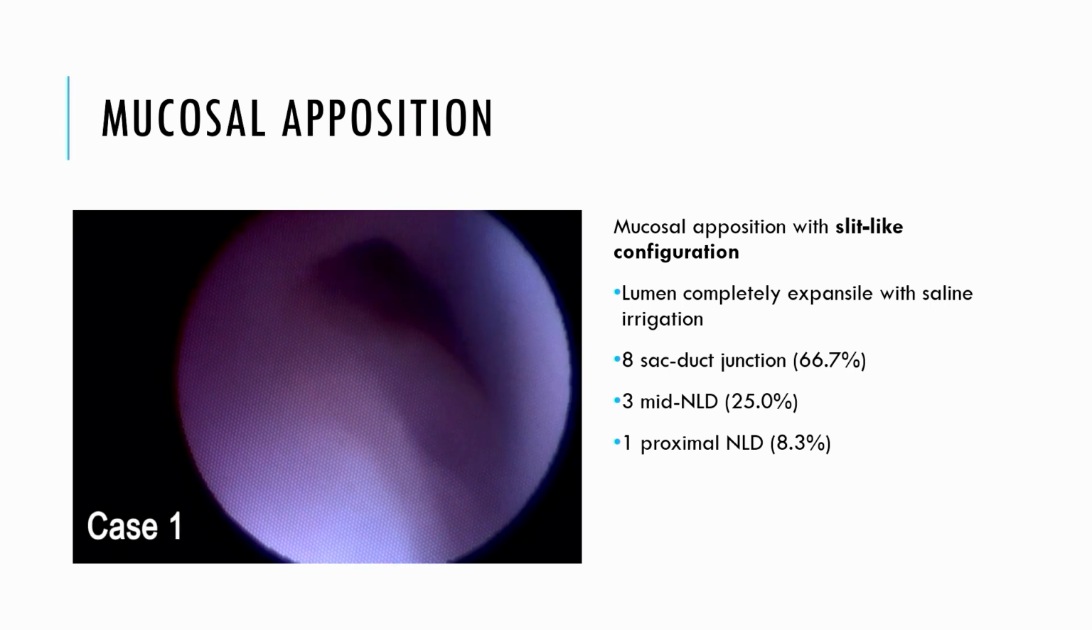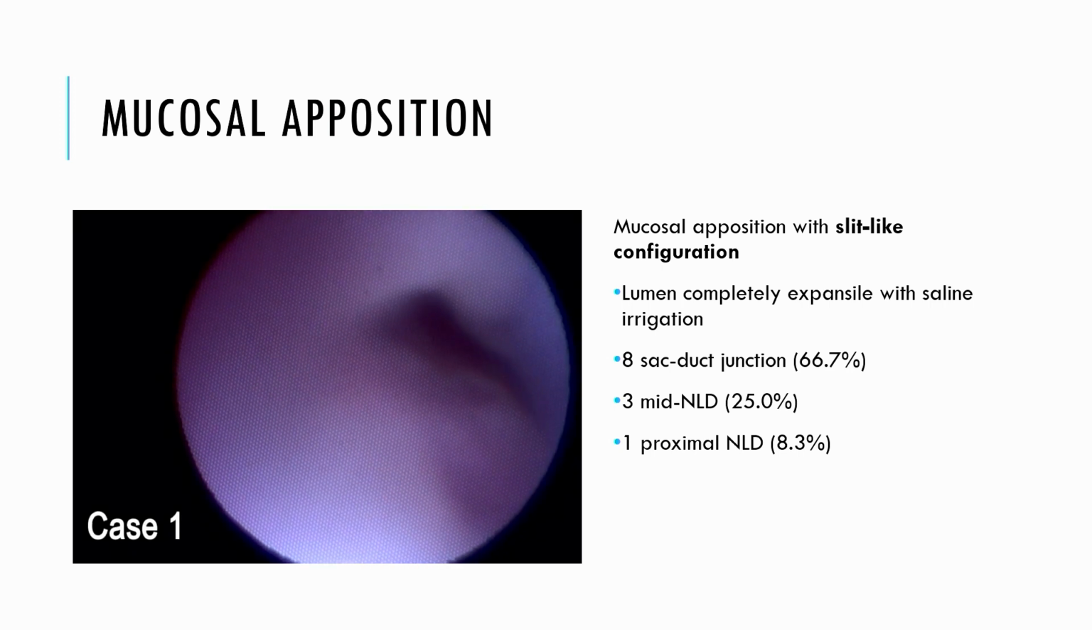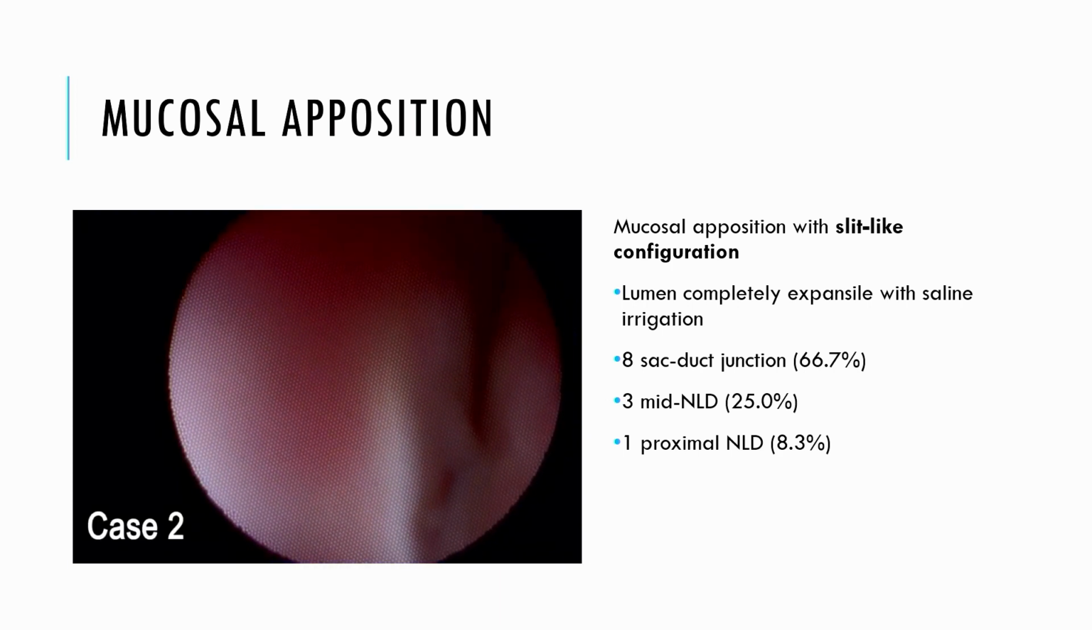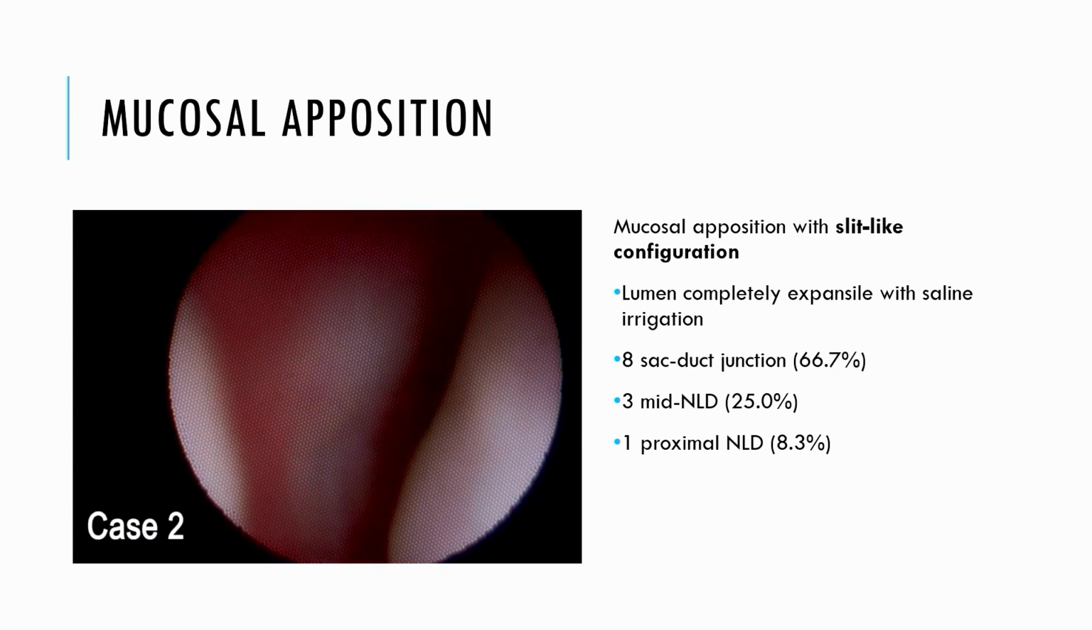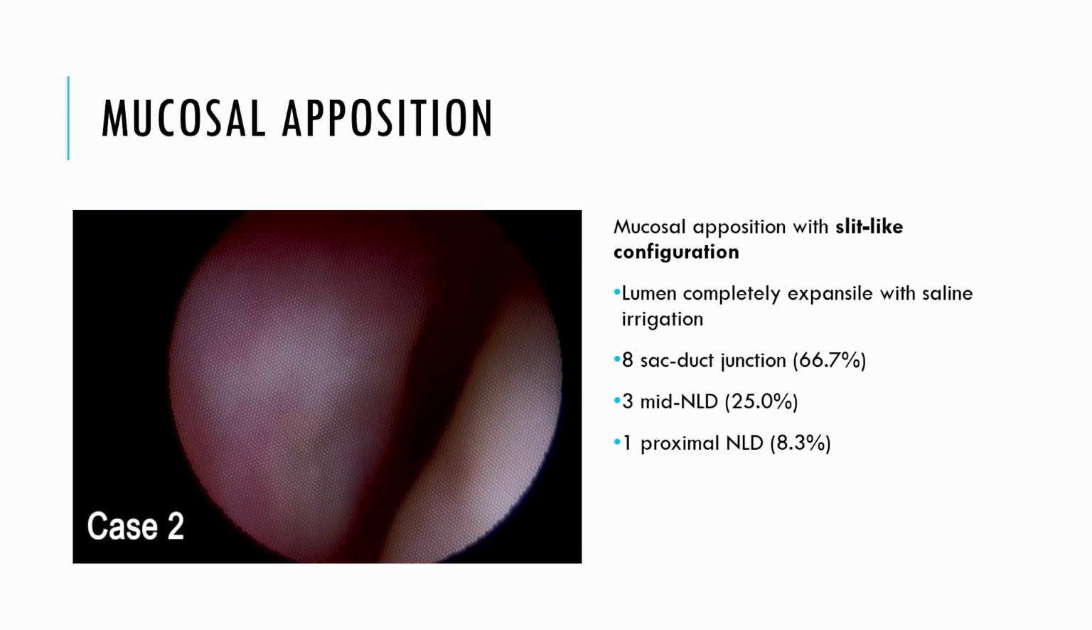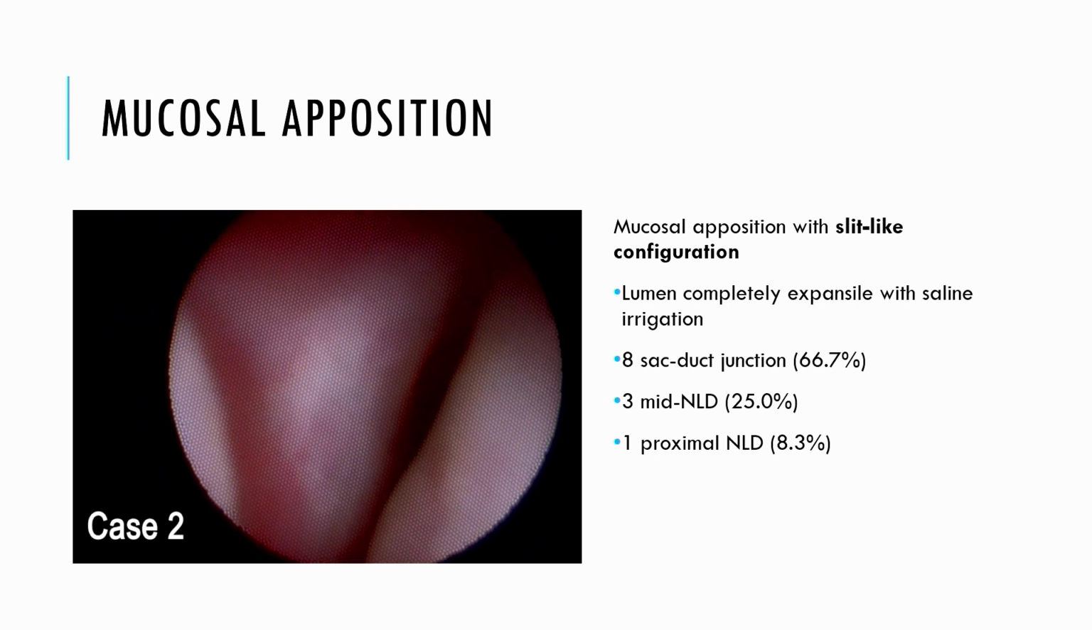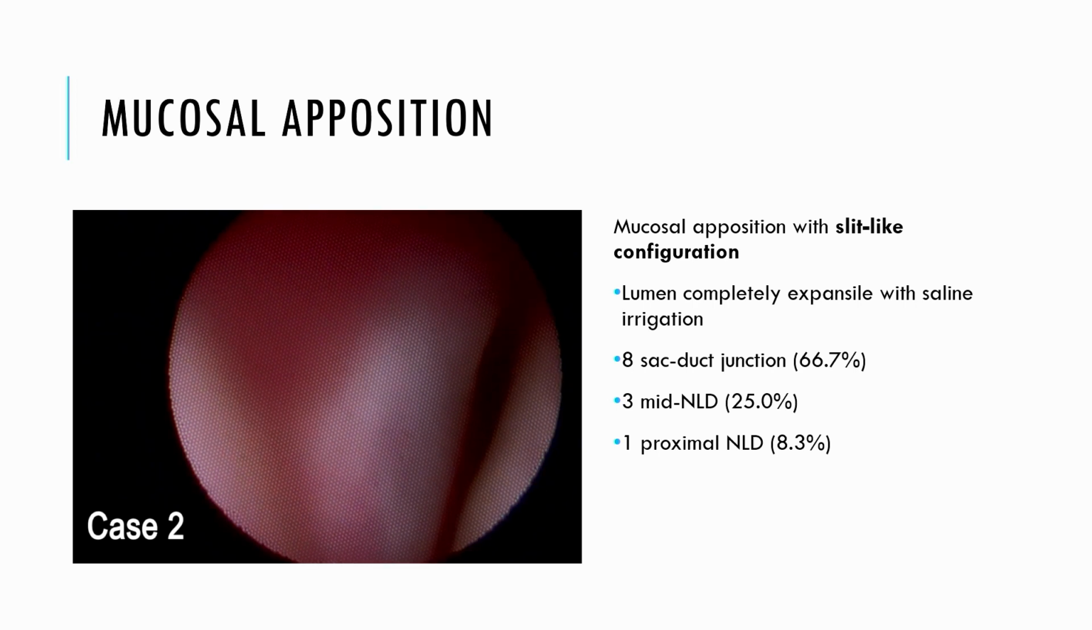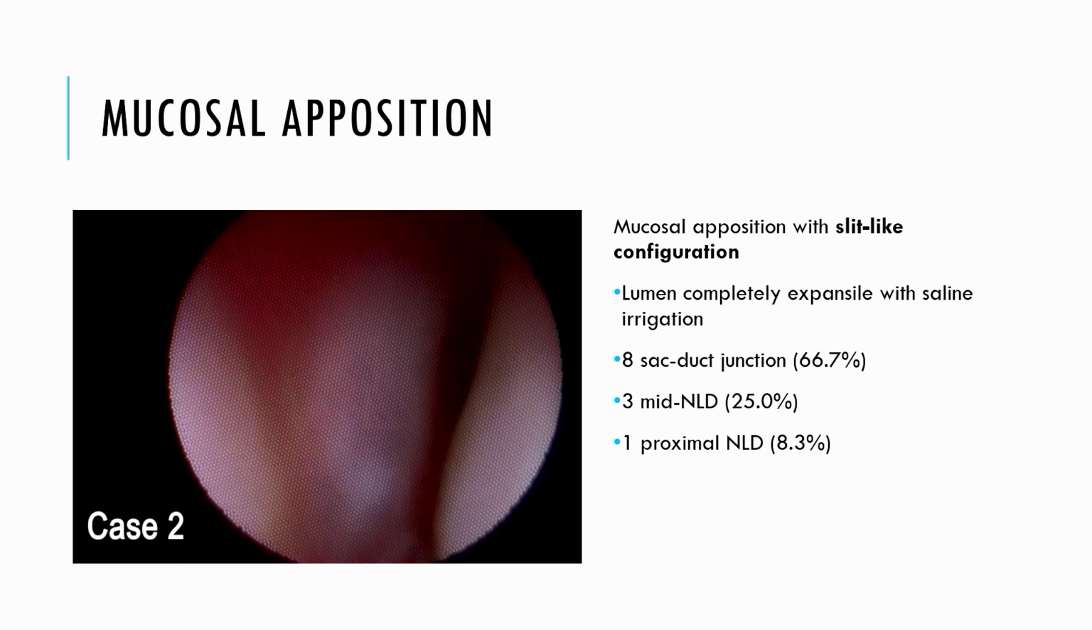So I'll just play the video while I discuss the different proportions that were found within our cohort. Two-thirds of them had this appearance at the sac duct junction, a quarter were found at the mid-nasolacrimal duct, and there was one case found at the proximal nasolacrimal duct.